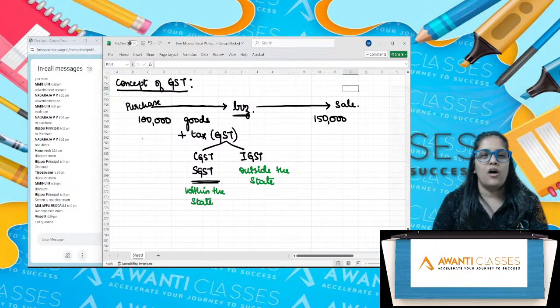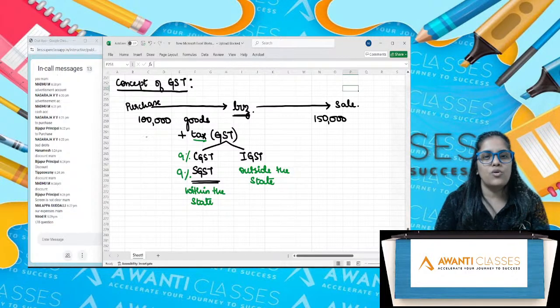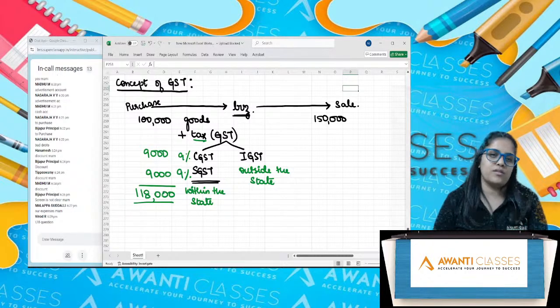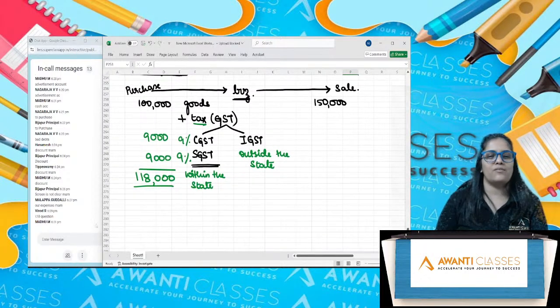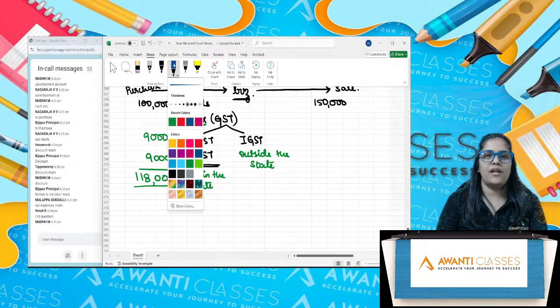Okay. Now, we purchased for rupees 1 lakh. They told us the tax is CGST 9%, SGST 9%. So towards CGST, we will pay 9,000. How did I get 9,000? 1 lakh into 9% will give me 9,000. And here also 9,000. So the total amount payable is 1 lakh 18,000. Am I clear till here? So what entry should we pass for this? Pay attention. What entry to pass?